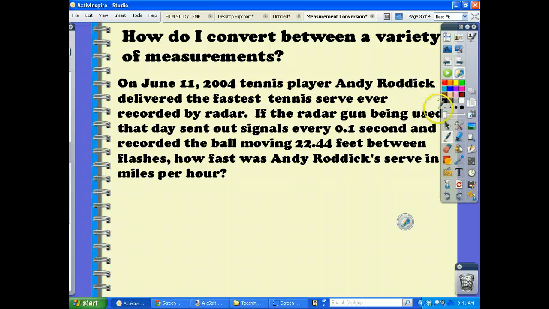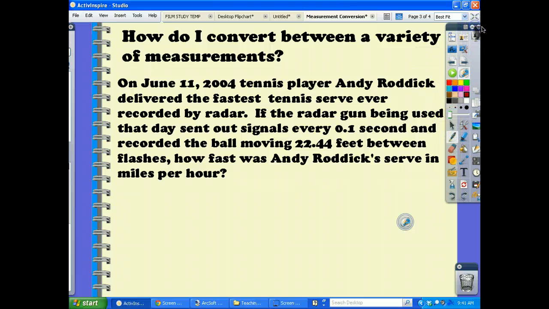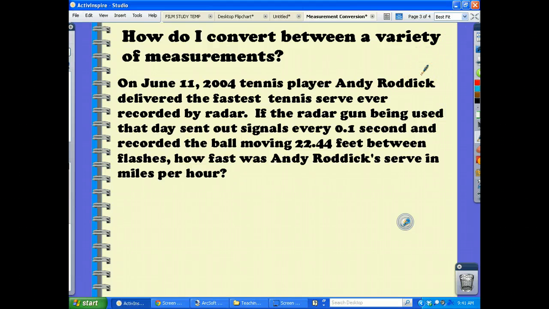Alright, let's look at this problem. On June 11th, 2004, tennis player Andy Roddick delivered the fastest tennis serve ever recorded by radar. If the radar gun being used that day sent out signals every 0.1 second and recorded the ball moving 22.44 feet between flashes, how fast was Andy Roddick's serve in miles per hour?